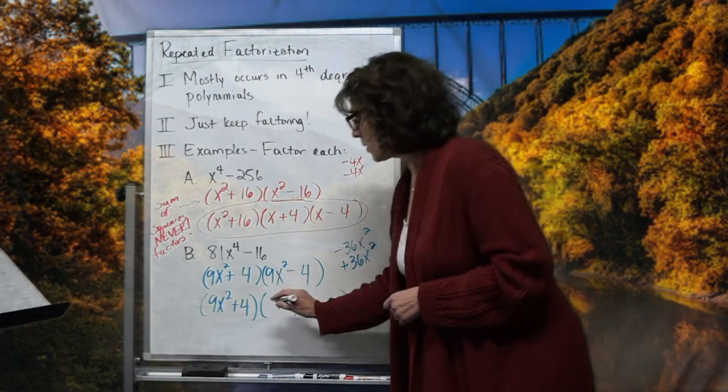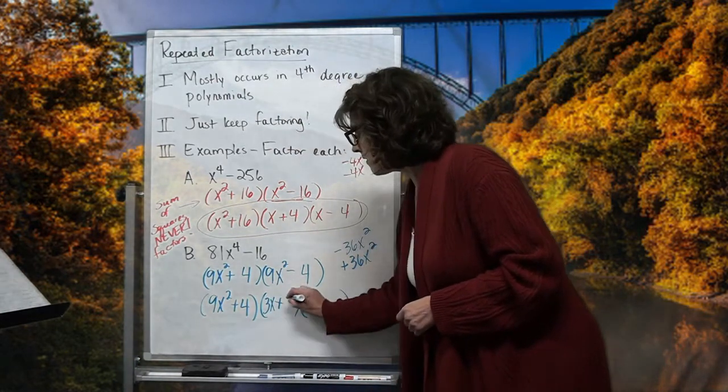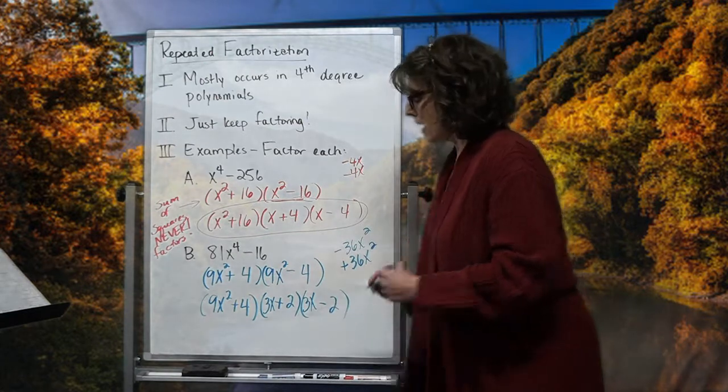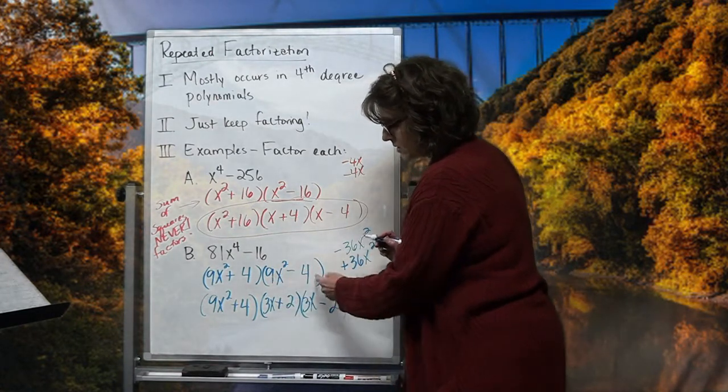Split that 9x squared up. It splits as a 3x and a 3x. Split that 4 up as a 2 and a 2. Now 3x times 3x is 9x squared. Positive 2 times negative 2 is a negative 4.